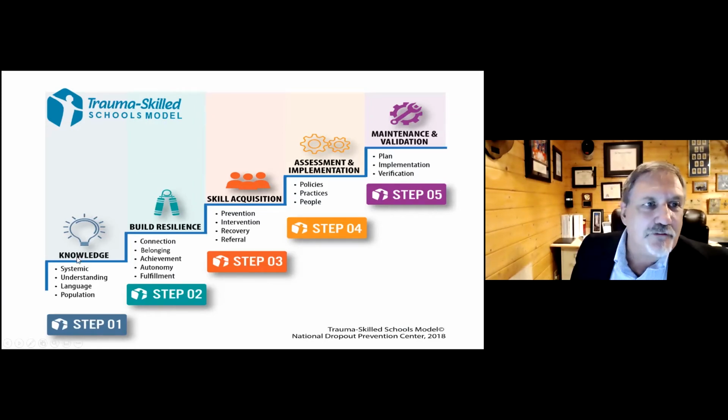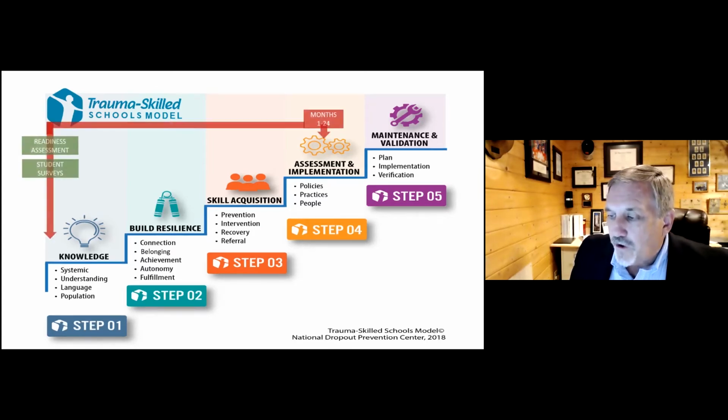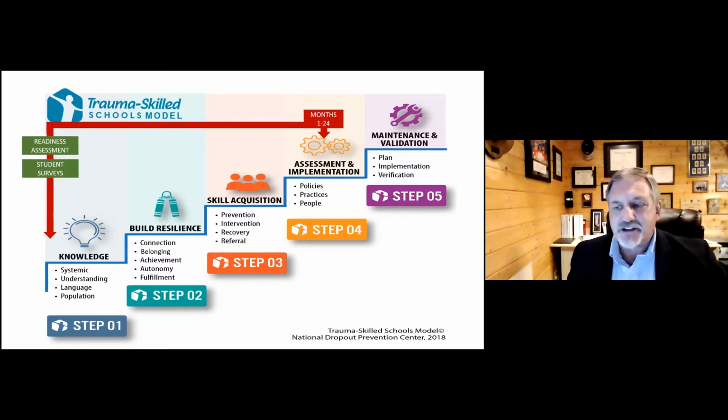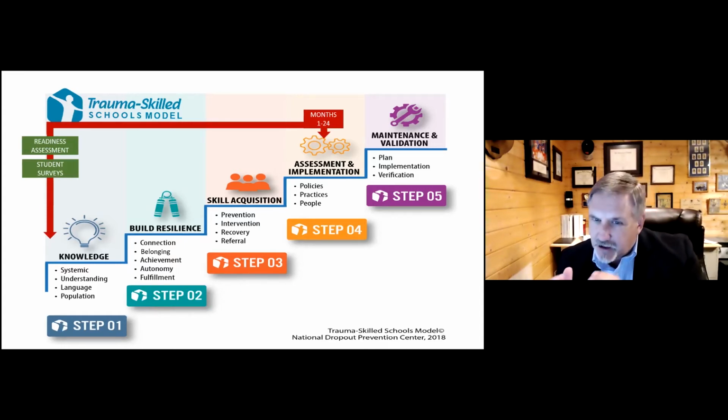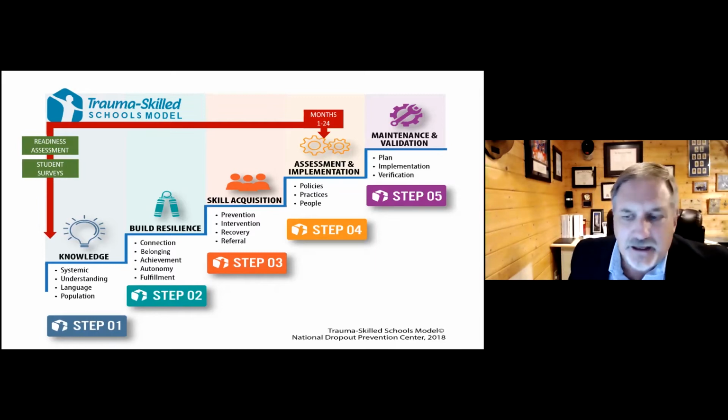If a school is going to implement the Trauma Skilled Schools model, we're going to start with step 4, which is assessment and implementation. During that entire process, we start with a readiness assessment that gives us an idea of where that staff is in regard to the issues of stress and trauma. We also do some student surveys that give us information on where that school is as far as the student body and where they may want to go. We'll look at a little bit of that student data in just a second. So we start with those assessments.